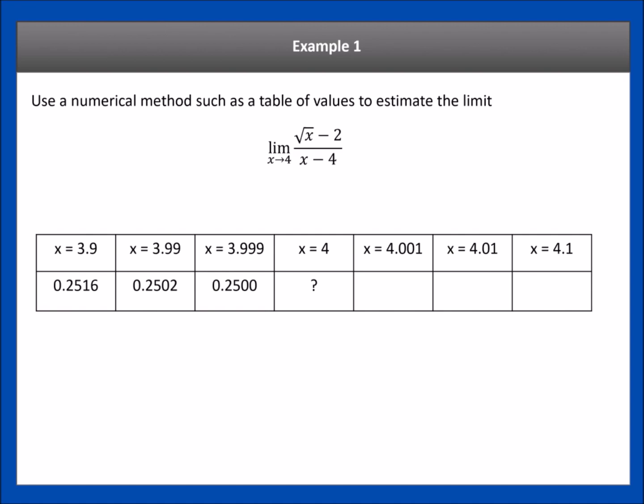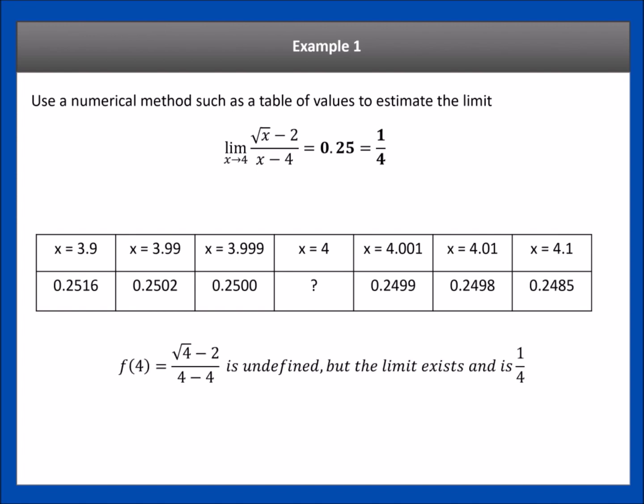And then let's plug in the numbers on the right side. And notice you're starting to see a pattern here, as we're approaching from both sides. It looks like the pattern is the 0.25 pattern. And so we could say with confidence that the limit as x approaches 4 of the function is 1/4 or 0.25. Remember that if I plug it in, it's undefined. If I actually plug in f at 4, it's going to be undefined. However, the limit exists and it's 1/4.